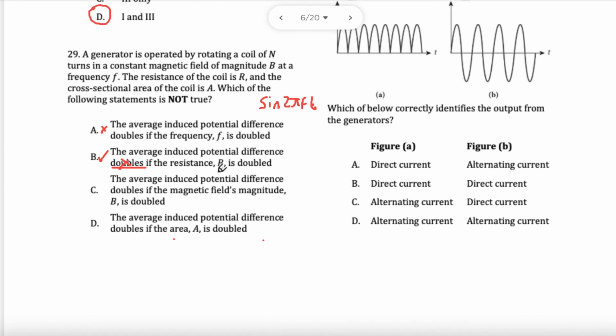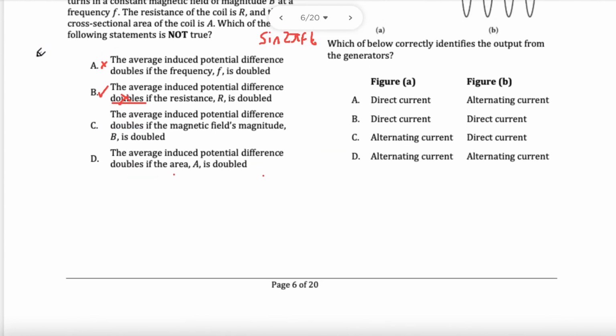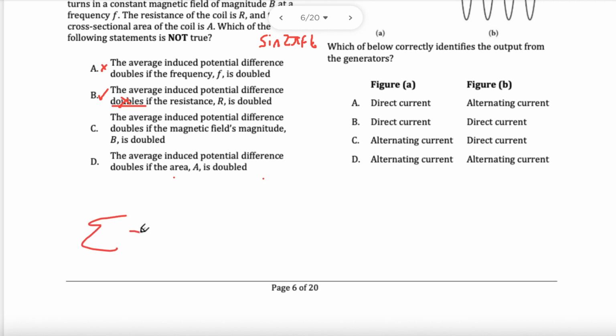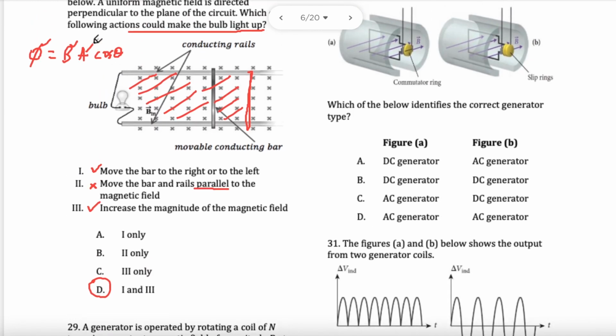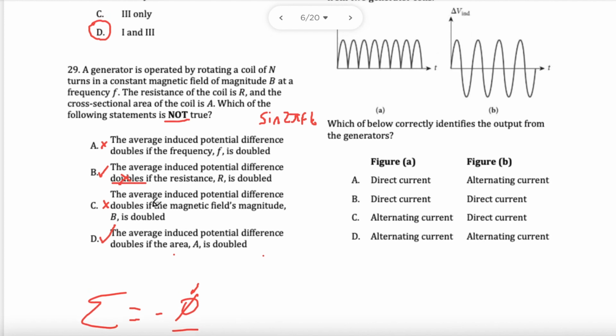The average induced potential difference doubles if the field doubles. Yes, it does. If the field doubles, the EMF will double. EMF, if you remember the formula, EMF equals negative change of flux over time. So yes, this is actually a good answer, which is not what I want because it says it. I've already got the answer, but I'm just explaining why every other one will be wrong. Same thing here. If the area doubles, the EMF will double. This is true. So this will increase. So yeah, this is fine.